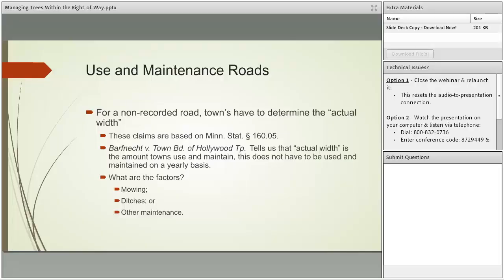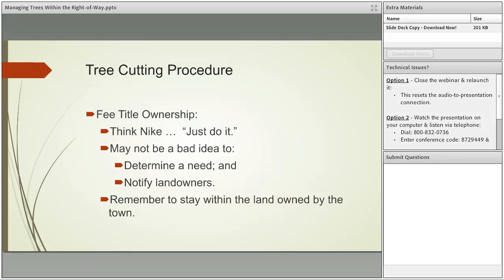If the road is used, the town can only maintain what it has maintained up to. So if the town has only maintained up to 50 feet of that road, it can only modify trees within that 50 feet. And of course, the authority doesn't extend beyond the 66 feet. The 66 feet is the limit of that use and maintenance.